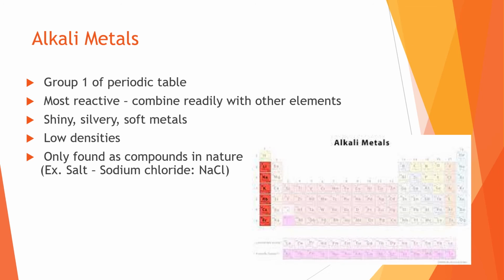So that's these guys down here. Okay, so first group on the periodic table, minus hydrogen, so group 1. These guys are the most reactive metals, and remember, these are metals because they're to the left of the staircase. They're shiny in luster, silvery in color, soft in terms of hardness. They have low densities, okay, so they're less dense, and they're found as compounds in nature. So an example would be salt. Okay, salt is an alkali metal compound. It is made up of sodium and chlorine.